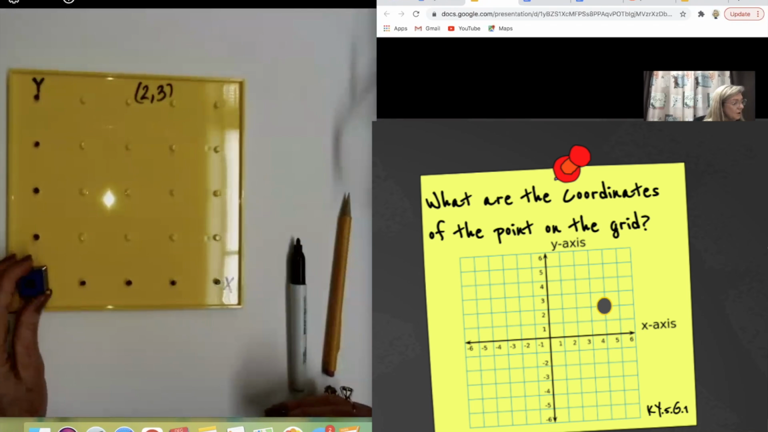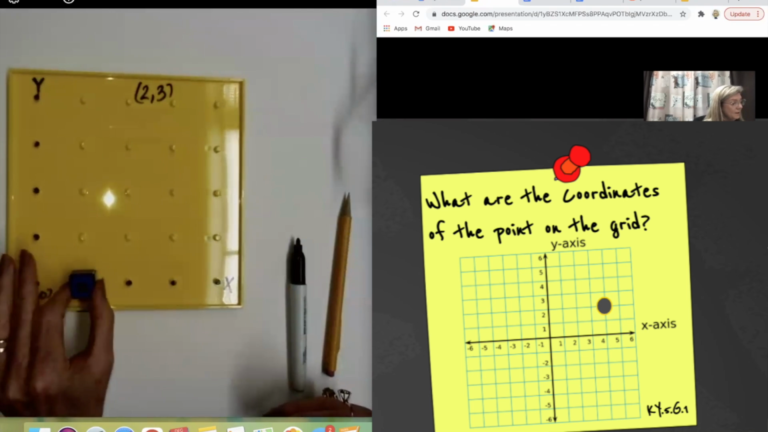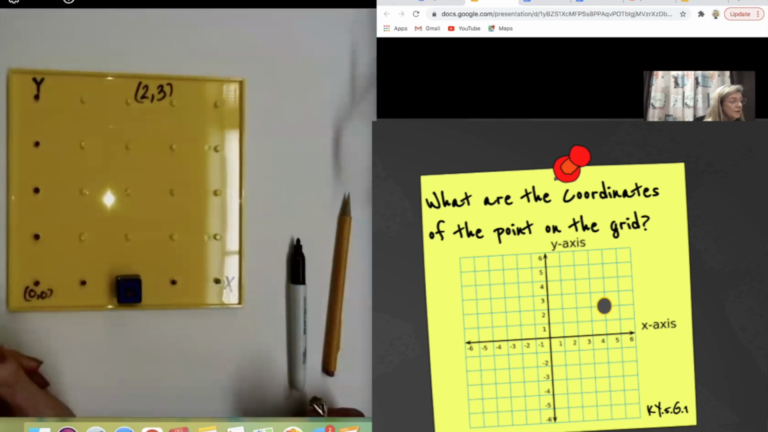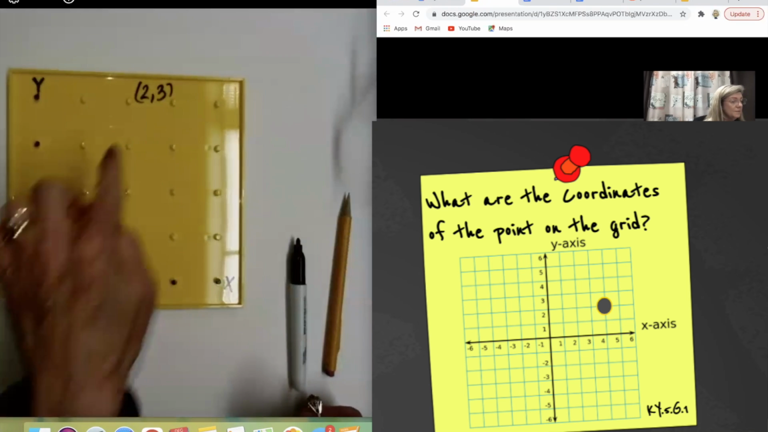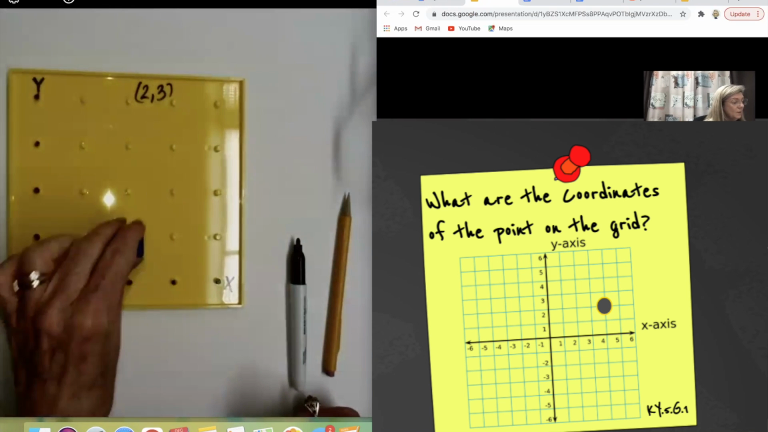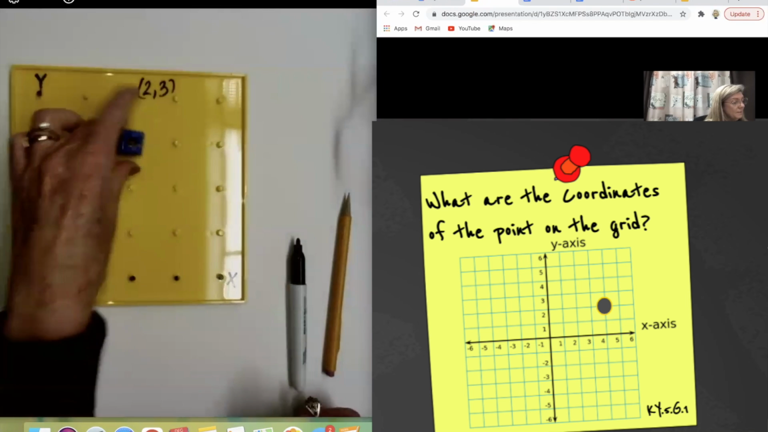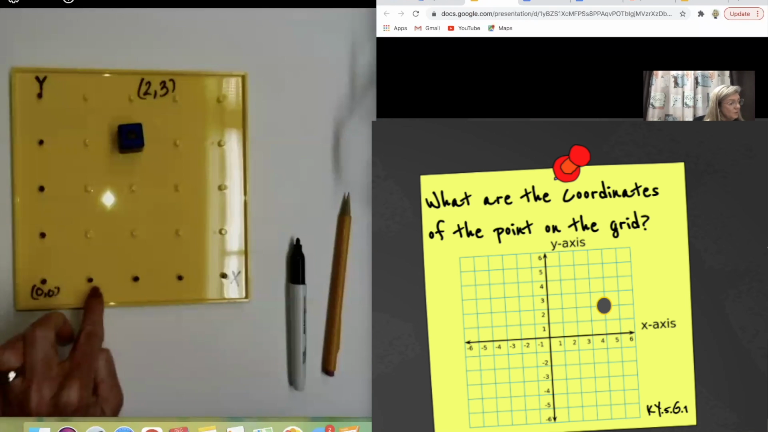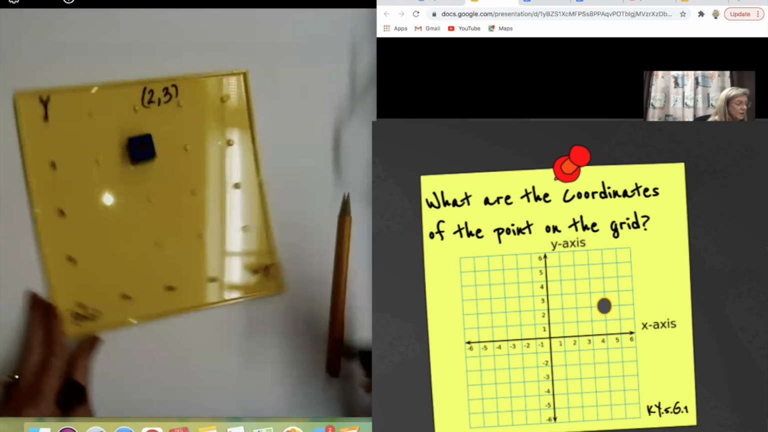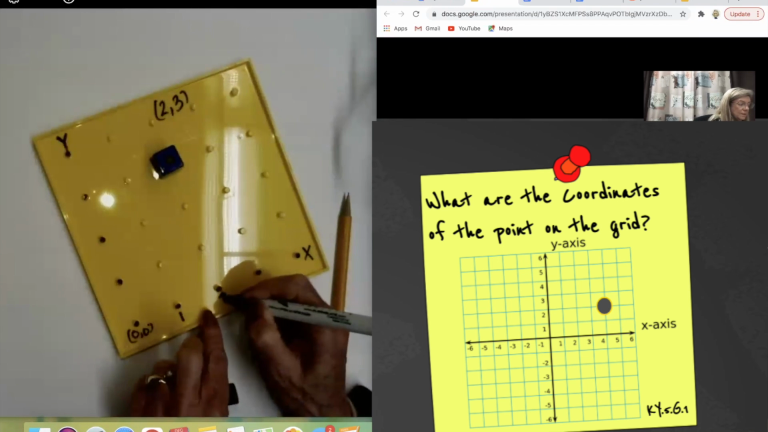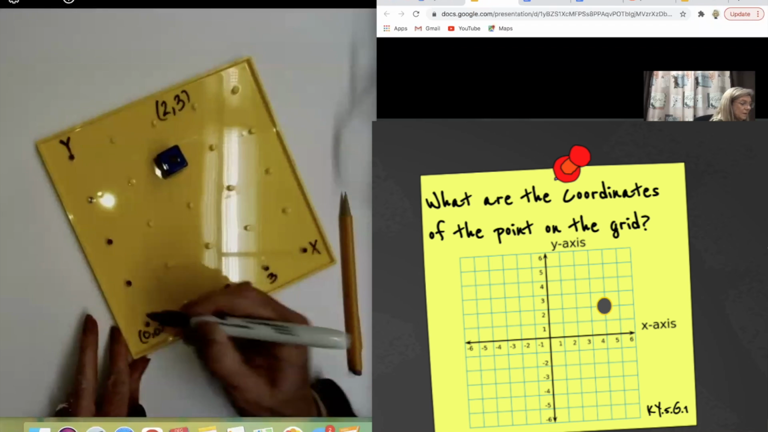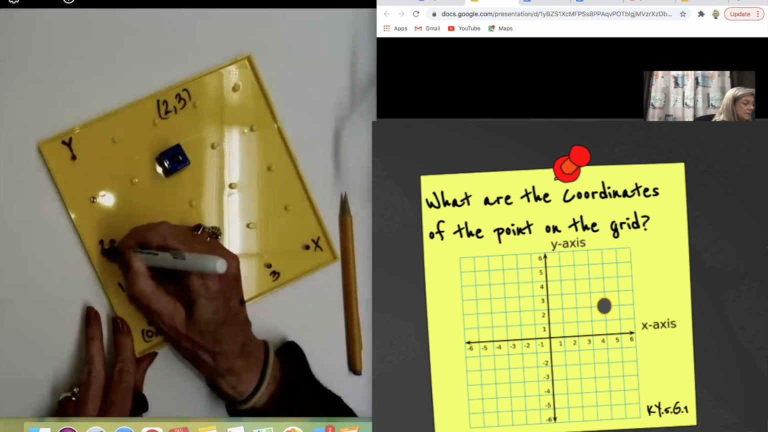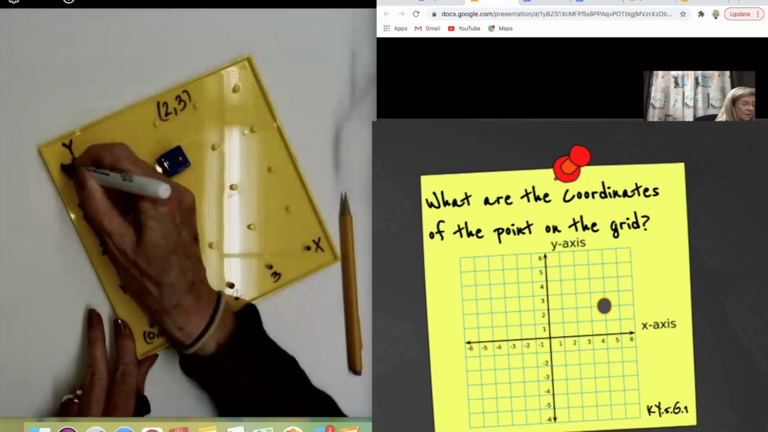We're going to start here, always start at 0, 1, 2, and I'm going to take 3 hops up because my Y says 3. 1, 2, 3. Right? And you could actually have these numbers if you needed to. You could do 1, 2, 3. We'll go ahead and do that. 1, 2, 3, 4.